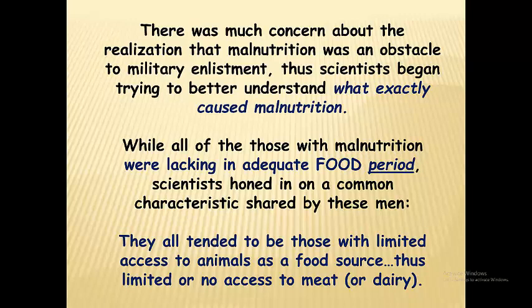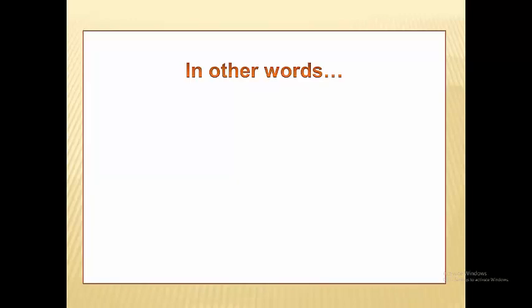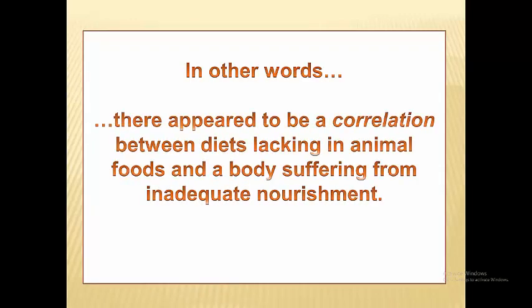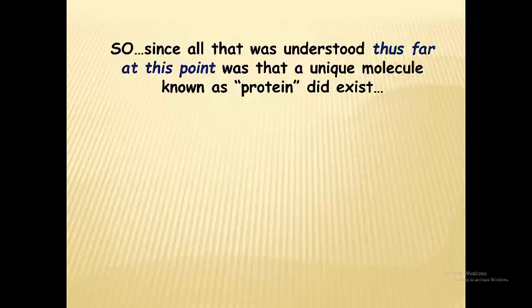So those with inadequate food sources were those that were typically going to be consuming a more plant-based diet, and again, variety was probably lacking because they were dependent upon the resources within their own region and largely those which they as individuals were able to produce. So they probably had a fairly limited diet. In other words, from a scientific standpoint, what we would say is that there appeared to be a correlation, a relationship between diets lacking in animal foods and a body suffering from inadequate nourishment.